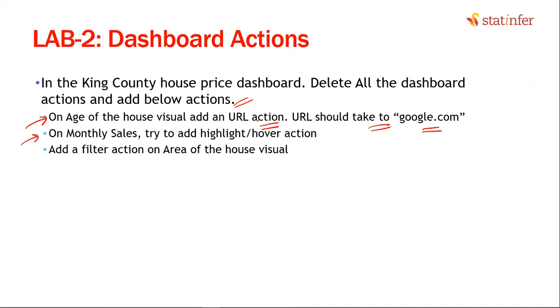On the monthly sales, try to add a highlight or hover action. That means if somebody selects that, the remaining should be highlighted, or if somebody hovers on that, the remaining values should be highlighted. Add a filter action on the area of the house visual. If I select some of the homes from this visual, automatically it should filter the rest of the data. This is the final exercise that is expected from you. These are some of the advanced dashboard actions that can be done.